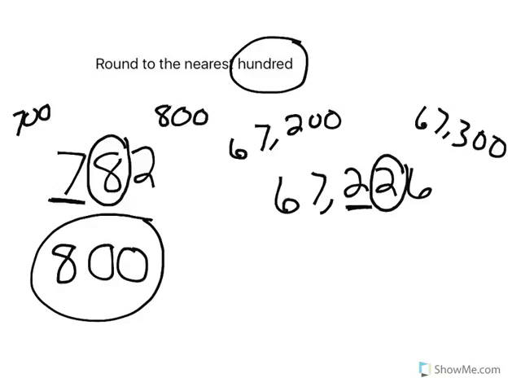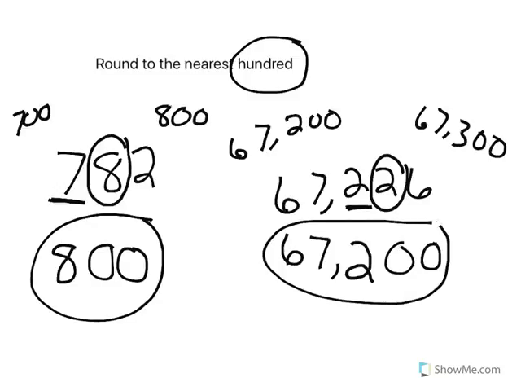Now, according to my helper number, 4 or less, let it rest. 5 or more, add 1 more. 2 is less than 4, therefore it says to let it rest. I'm going to leave it alone and I'm not going to do anything to it. Everything to the left stays the same. Everything to the right becomes a 0. That tells me that this number is rounded to 67,200. That's the one it would be closest to on the number line.